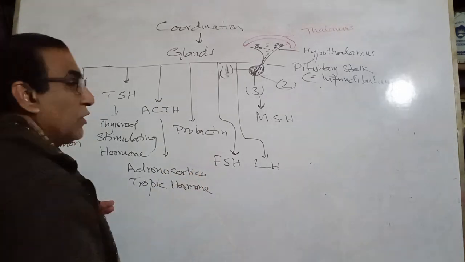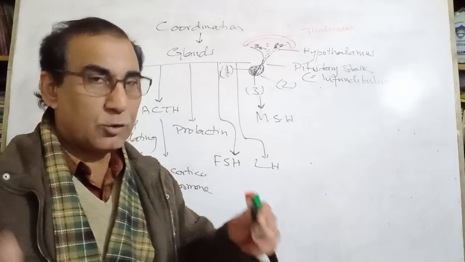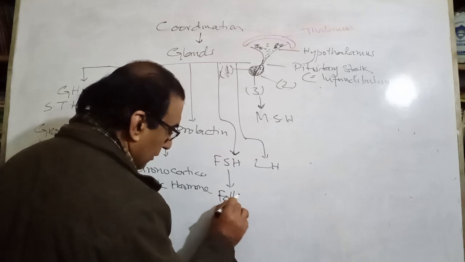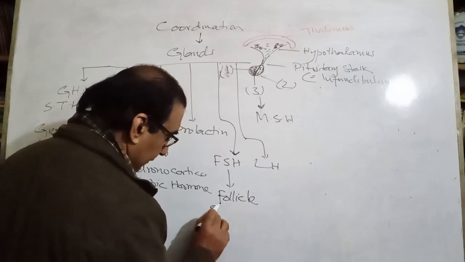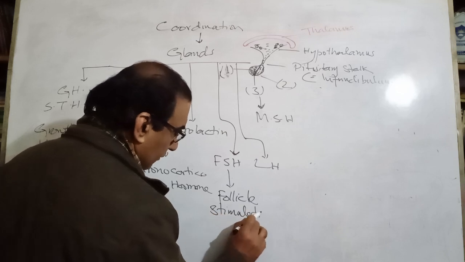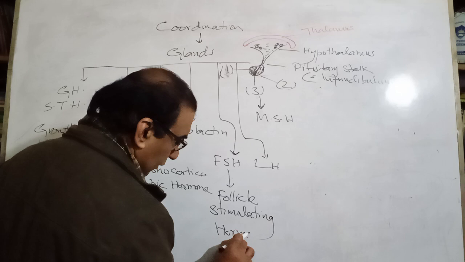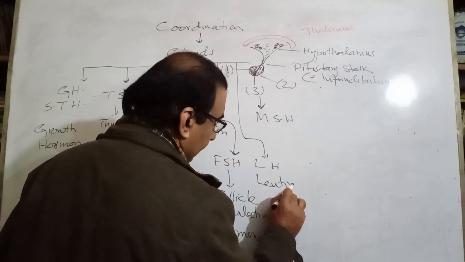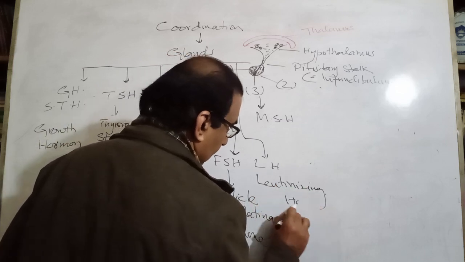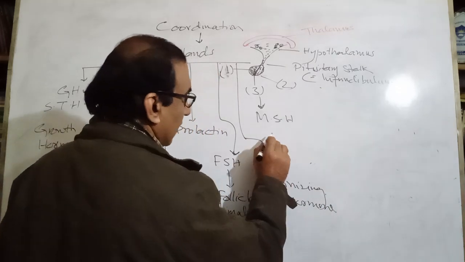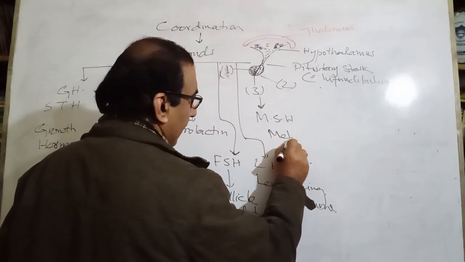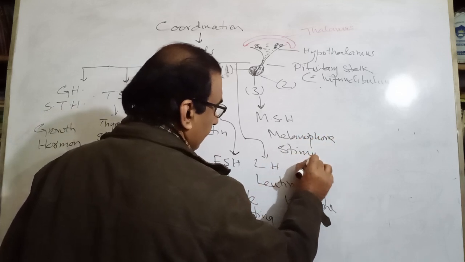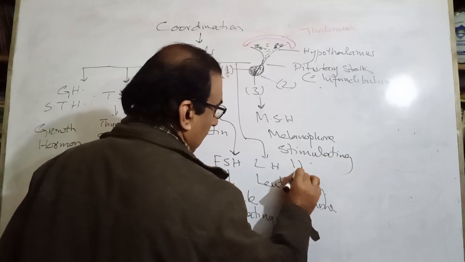Prolactin, which in the past was also called luteotropic hormone. And this one is follicle stimulating hormone. This is luteinizing hormone. This is melanophore stimulating hormone.